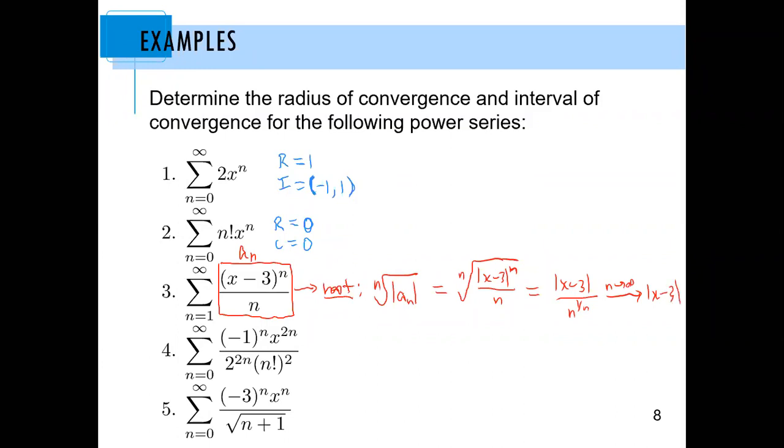And if I want convergence, this limit needs to be less than 1, right? To converge, I need that limit to be less than 1. Well, what do I do with that information? Absolute value of x minus 3 less than 1. What do I do with that information? You figure out where x has to live. Absolute value of the thing less than 1 means that the thing inside the absolute value is between where and where?